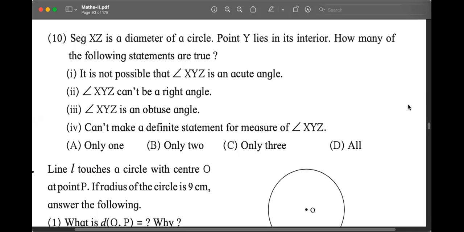Last multiple choice question of this chapter, part 10 of question number 1. Segment XZ is a diameter of a circle. Point Y lies in its interior. How many of the following statements are true? Very interesting. Okay, let us see that situation.